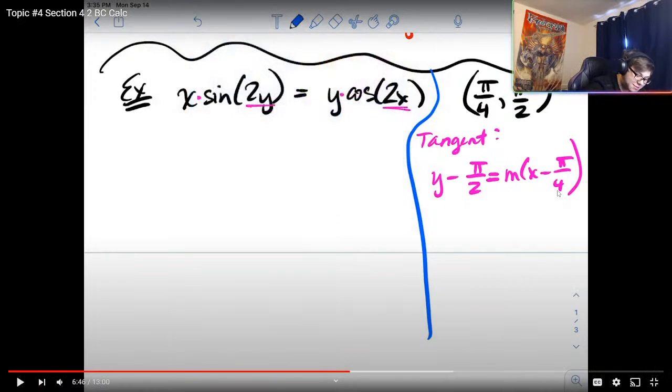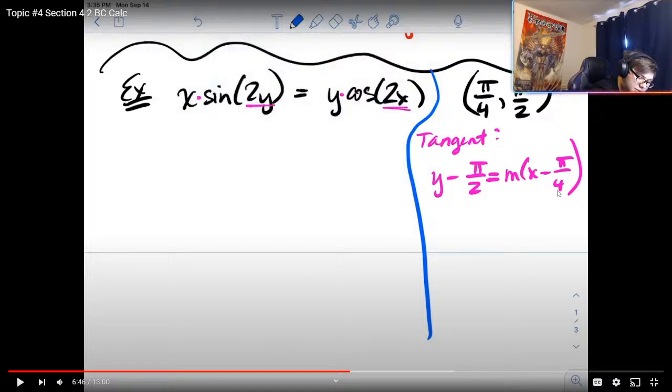I'm not going to use this small piece of... I'm going to just go on the next side. X times sine of 2y. No, you know it is 2y. Is equal to y times cosine of 2x. One second. I have to rewrite it now. I'm sorry.